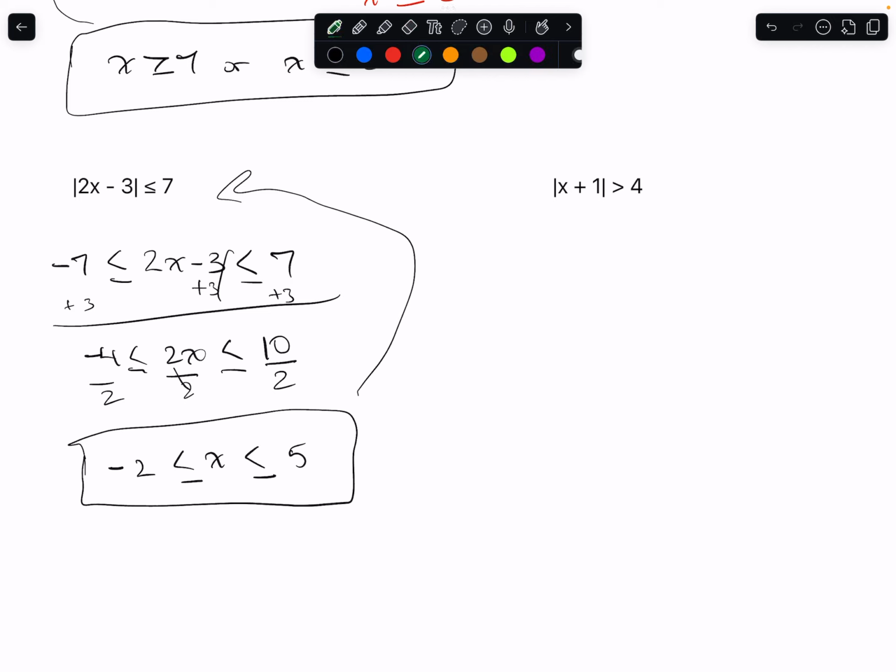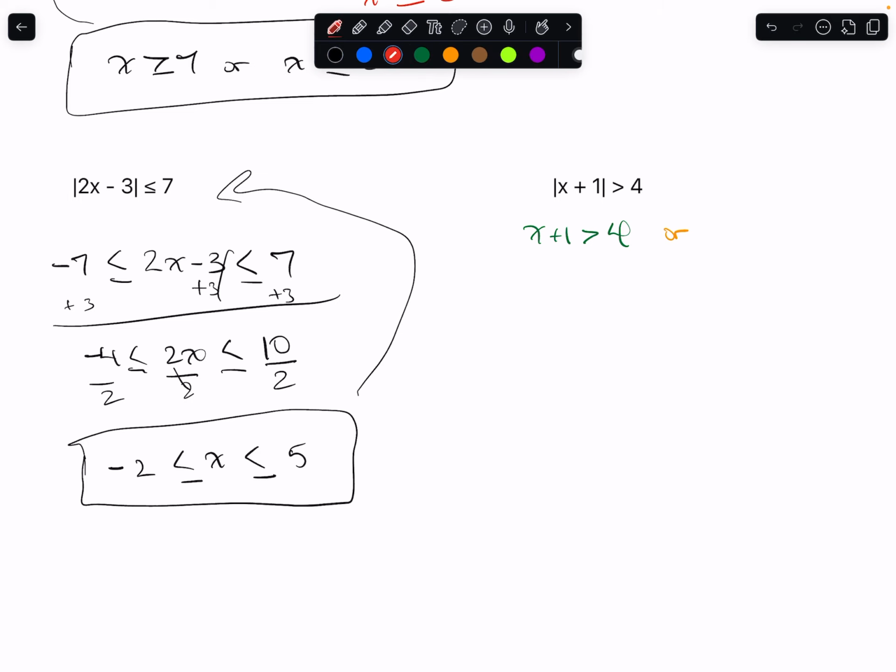Our green end is simply x plus 1 is greater than 4. Or in the middle, on our red side, we have x plus 1 is less than -4. How did I get the sign to flip? And how did I get this to be a negative? I'll show you.